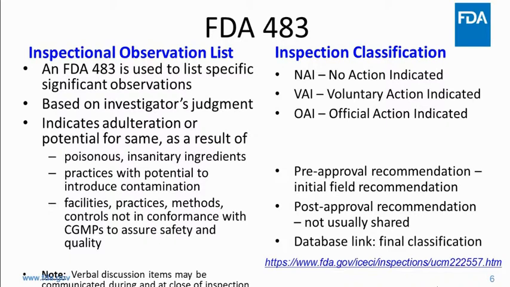So moving on to inspectional classifications. Typically, a surveillance inspection could be classified under three main categories. You could have an NAI classification for inspection. It indicates no action indicated. Typically, in that instance, there are no 483s issued to the firm. A VAI classification stands for voluntary action indicated. In this situation, there may be 483s issued to the firm. An OAI classification indicates official action indicated.